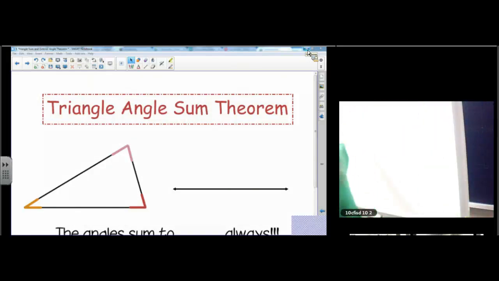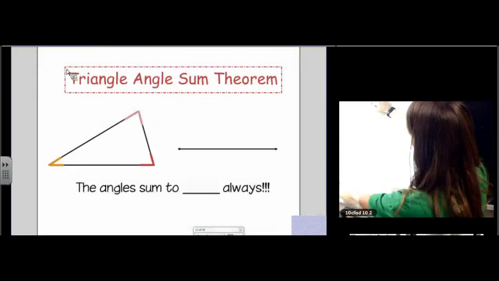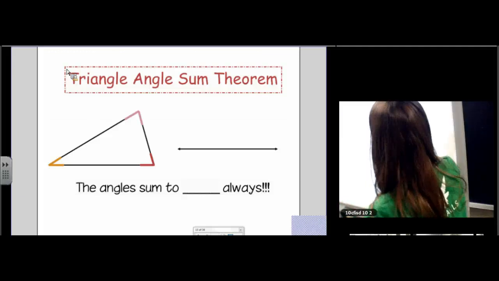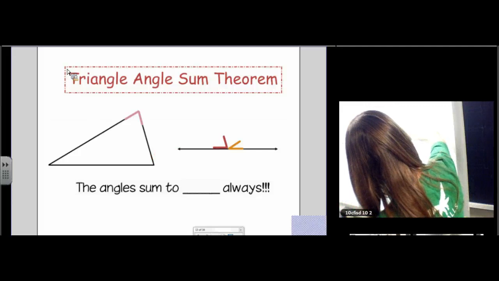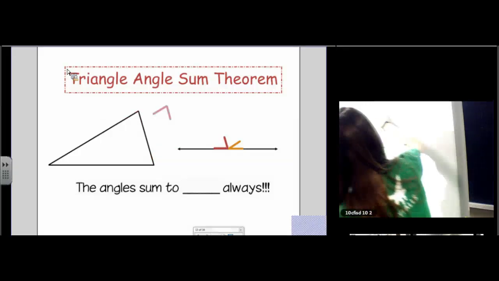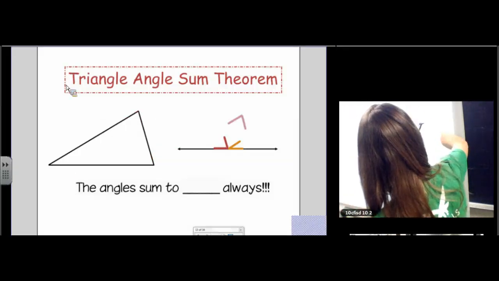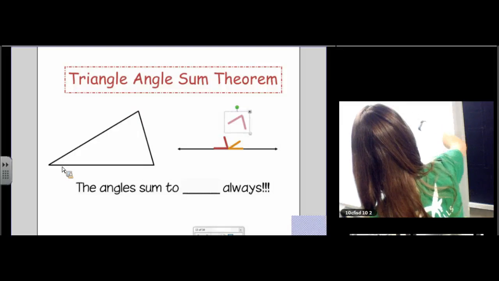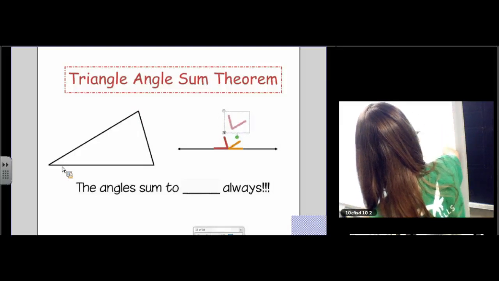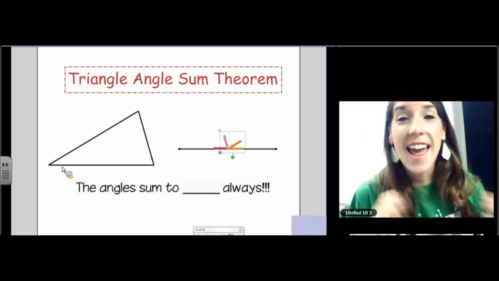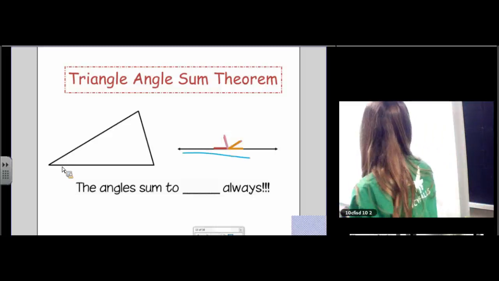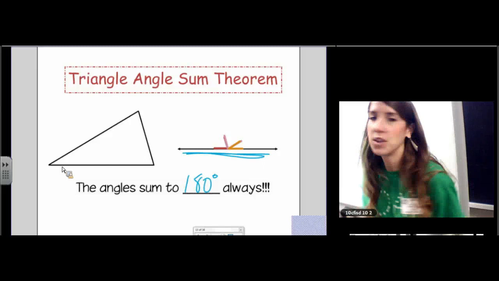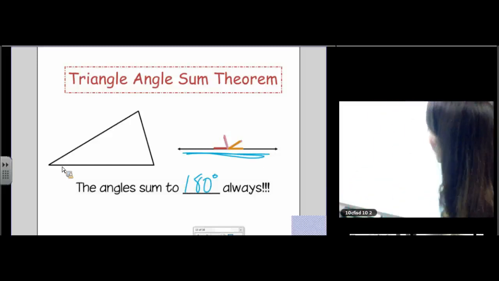No matter what type of triangle I were to throw at you, you could take the 3 angles, you could juxtapose them, place them next to each other, adjacent to each other. 1, 2, and 3, and voila! You can see visually that the angles of a triangle add up to 180 because when you place them adjacent to each other, you get a straight line, and we know that a straight line has 180 degrees. So there's a visual of the triangle angle sum theorem.